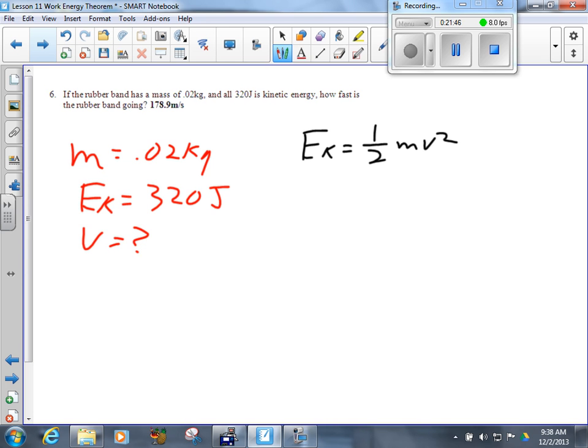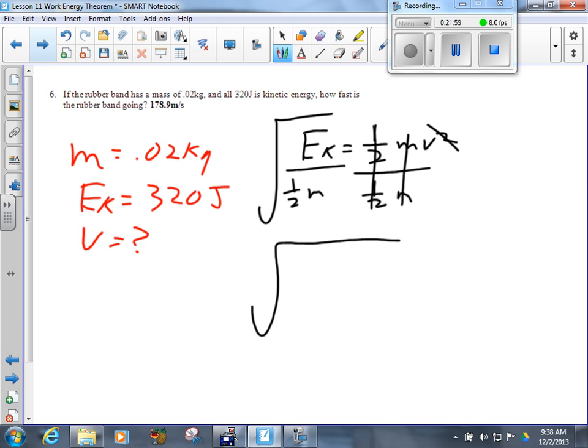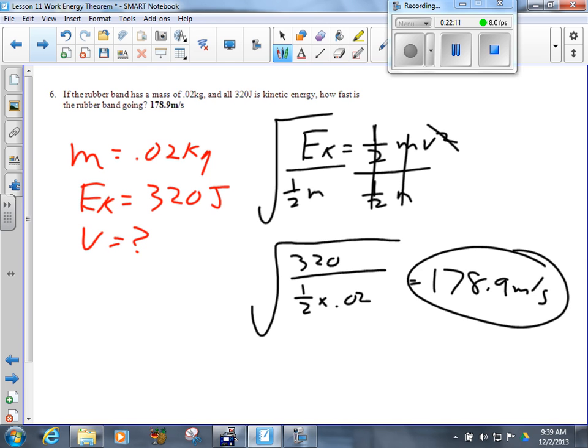So now I can solve for how fast is it going. Okay, so I divide both sides by 1/2 of m. Okay, and then square root to get rid of the square there. Plug in my numbers. So 320 over 1/2 times 0.02. Okay, and when you square root that, you should get 178.9 meters per second. That is not a rubber band you'd want to get in the eye.